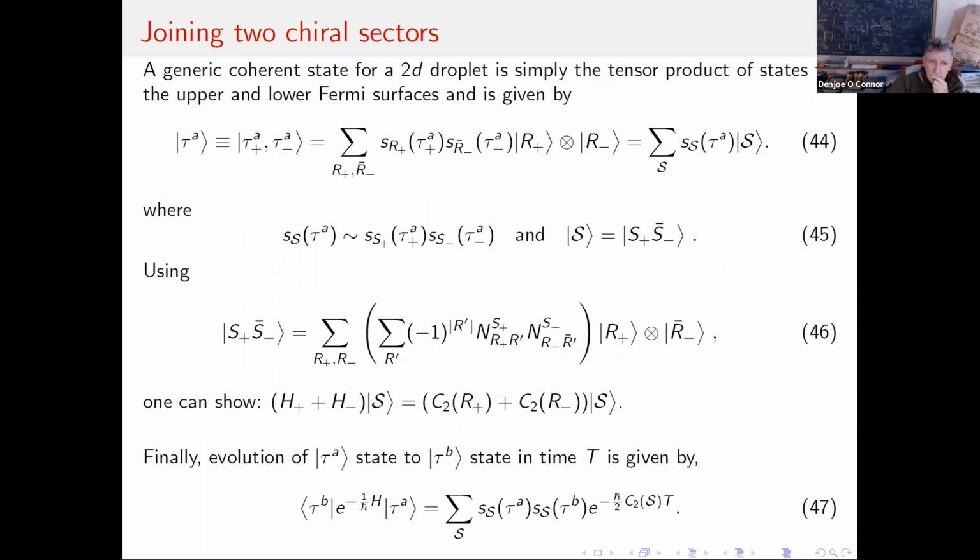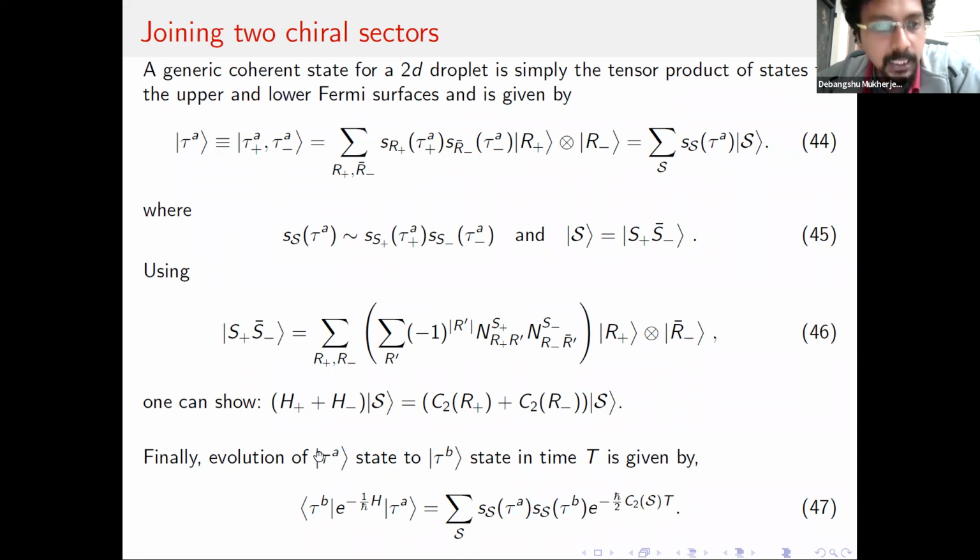That's my guess. Okay. So the generic coherent state for a 2D droplet is simply the tensor product of states from the upper and lower Fermi surface, and this is how it is given. One can use this inversion formula, where the composite representations are written in terms of this tensor product decomposition. Sorry about the typo here, there will just be an R minus. One can use this inversion formula to show that H plus and H minus acting on the states we defined in the composite representation indeed recover the individual quadratic Casimirs coming from the two sectors R plus and R minus.